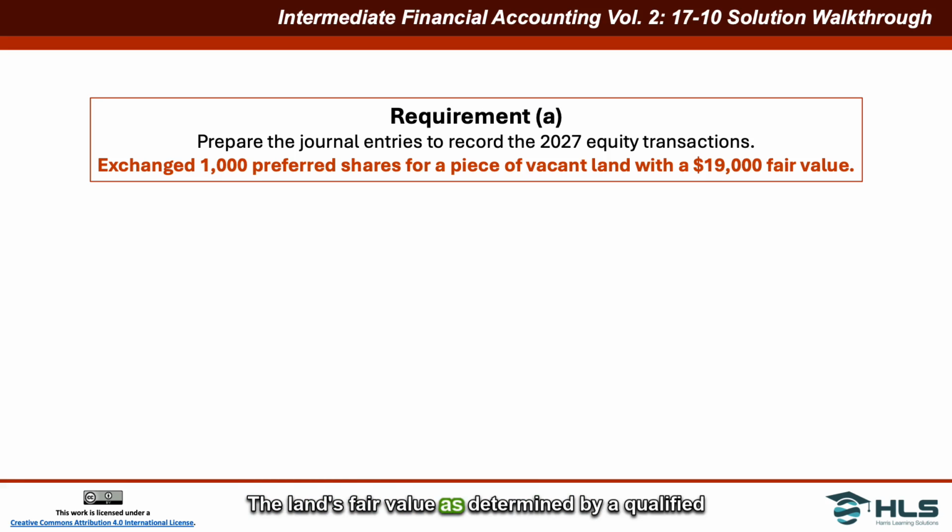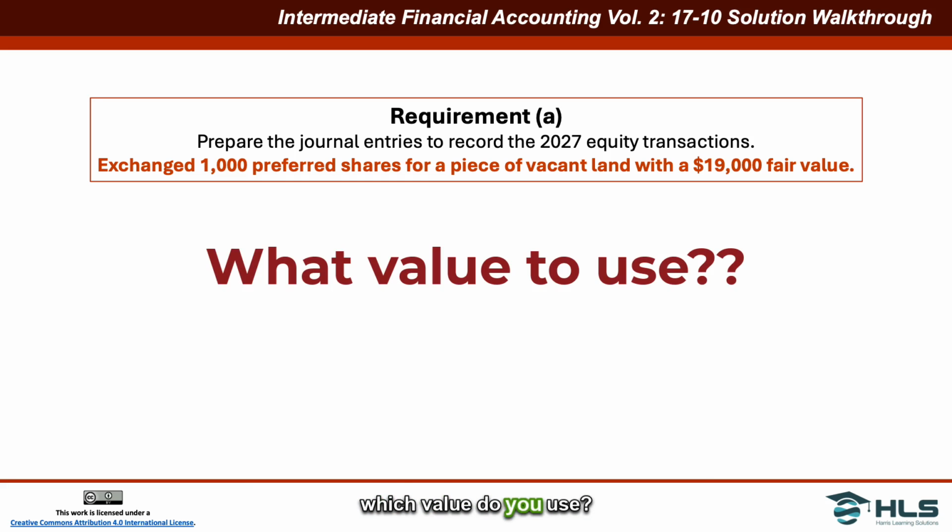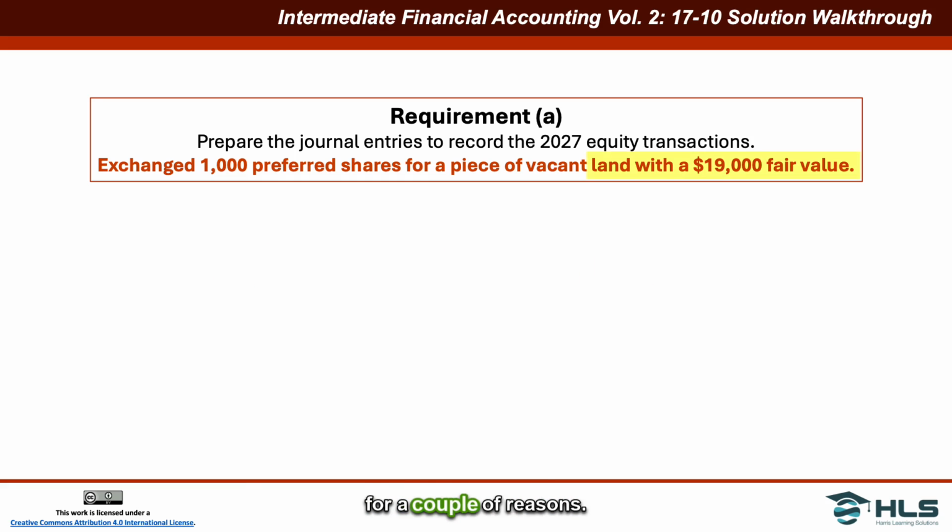The land's fair value, as determined by a qualified appraiser, was $19,000, and the shares were actively traded on this day for $21 a share. One of the questions that arises for students is which value do you use, the $19,000 for land or the $21 share price? In this case, we're going to use the land for a couple of reasons.